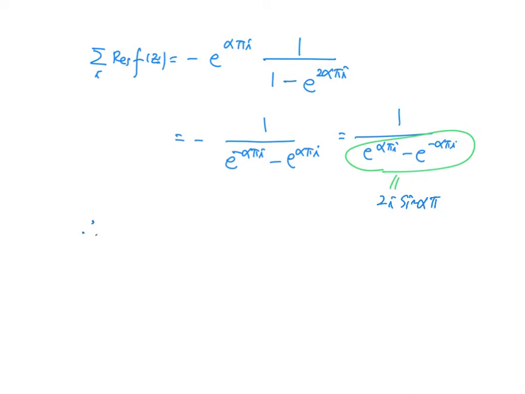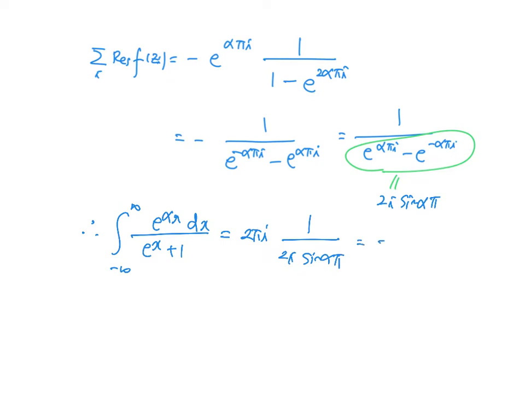So our integral of e^(αx) over (e^x + 1) dx is 2πi times 1 over 2i sine απ, which is π over sine απ. It's amazing, because the left integral only contains the exponential function, but when you do this integral, you obtain π.